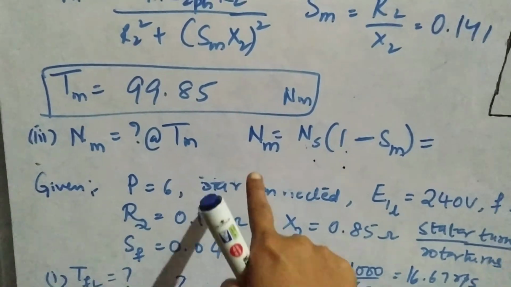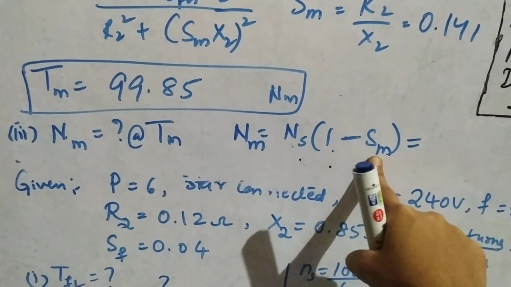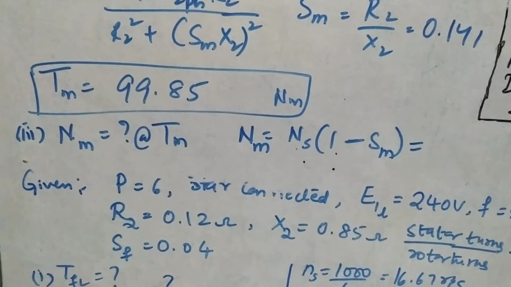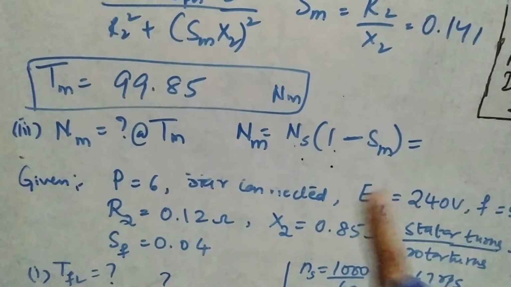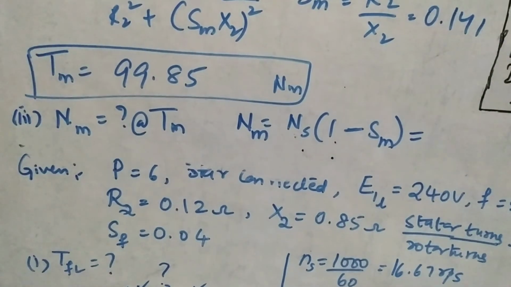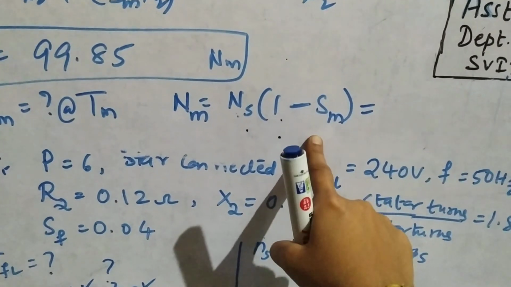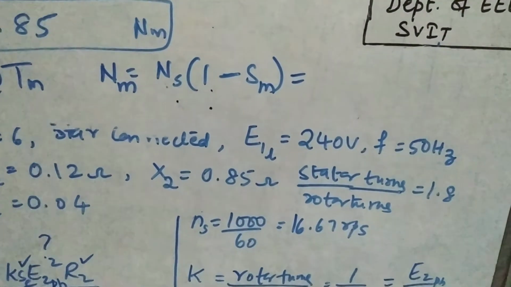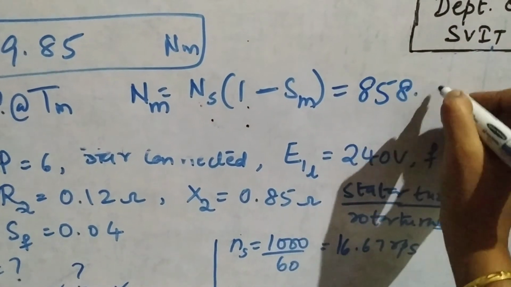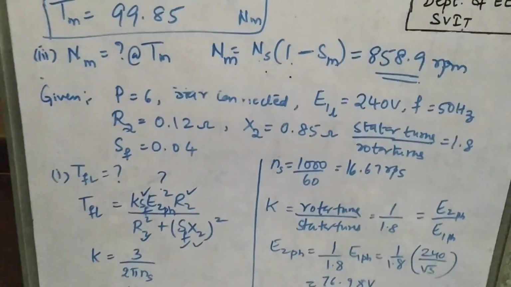If they ask you for full load speed, then this will be N, and here you have to use the SF value. This is for the speed at the maximum torque, so SM value you have to consider. When you substitute all these values, you'll get the answer as 858.9 RPM. So this completes one problem.